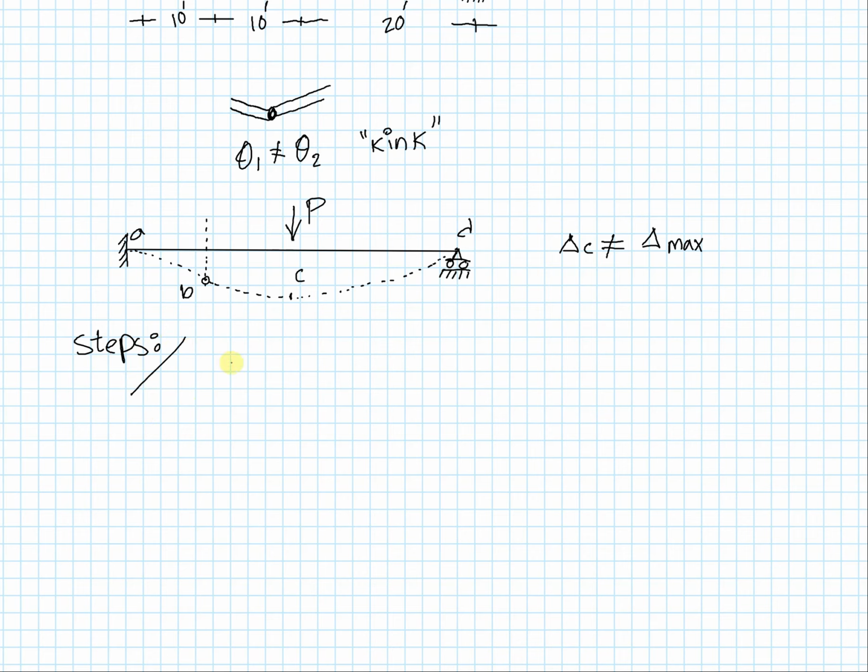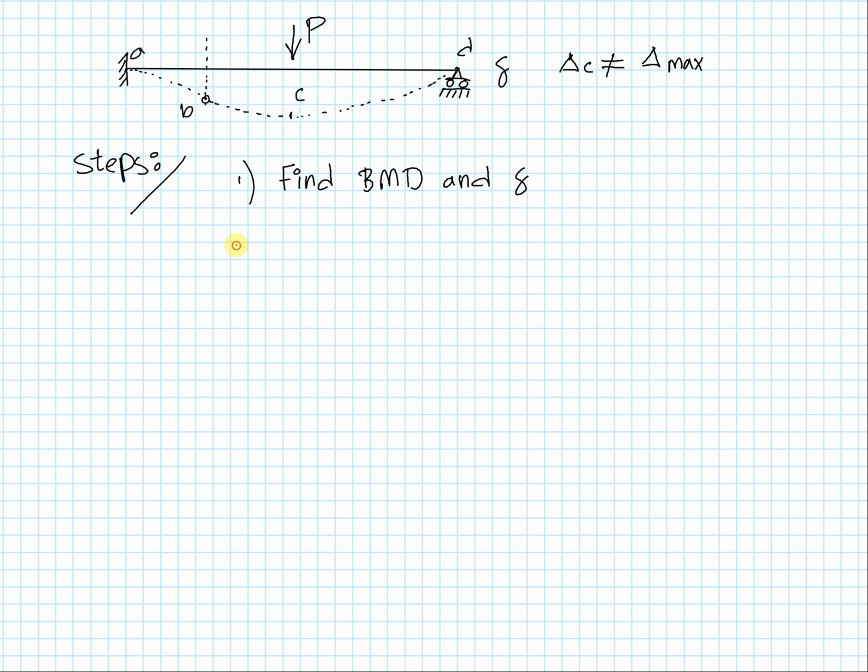The first thing I need to do is to find my BMD, that is my bending moment diagram, and my deflected shape. So this is kind of my deflected shape. So what I like to find out is my BMD and delta.